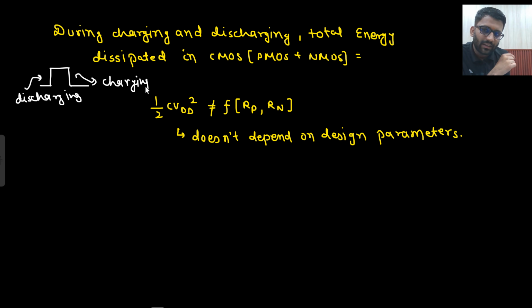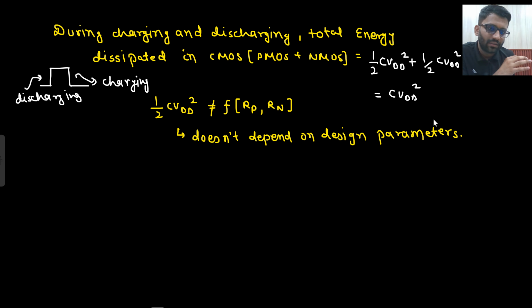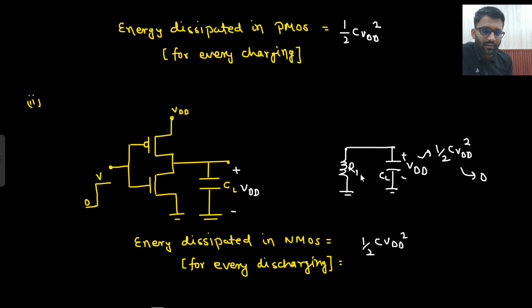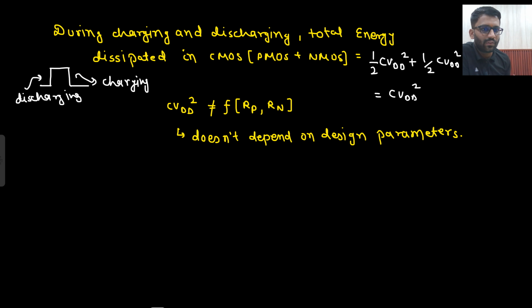So in this complete cycle, what is the total energy dissipated in CMOS? Across the PMOS it was half C VDD square, and across the NMOS it was half C VDD square. So the total energy is C VDD square. Agree to this point? Now what did you see here? This half C VDD square, or you can directly say this complete C VDD square, is not a function of RP and Rn. Here Rn is the on resistance of the NMOS, and this is the on resistance of the PMOS. So this is not a function of RP and Rn.